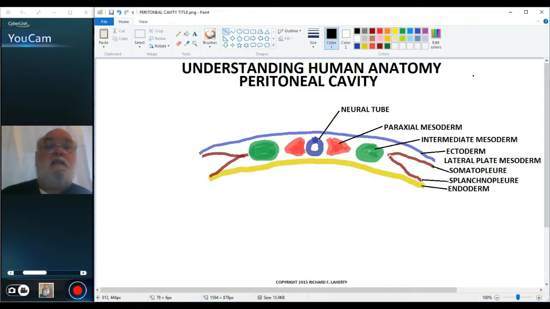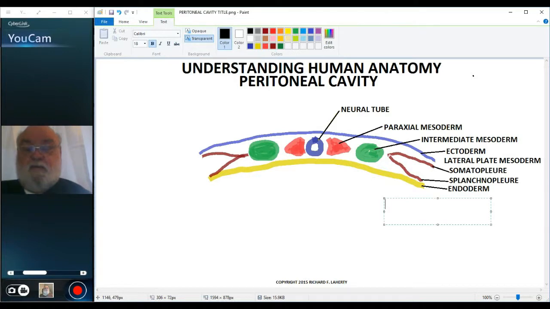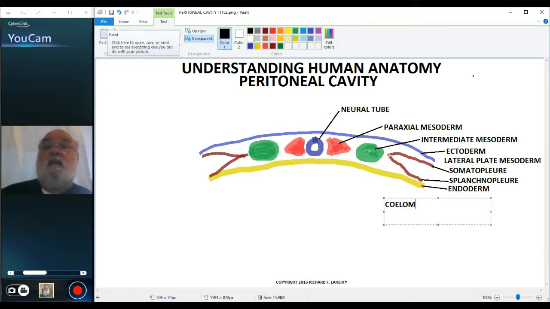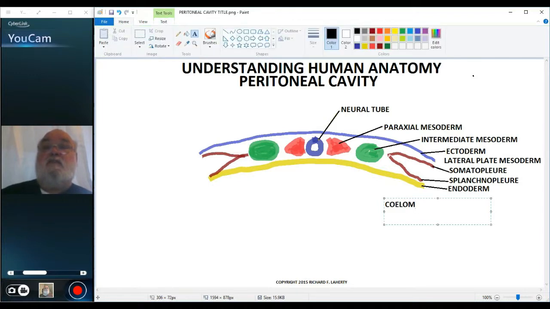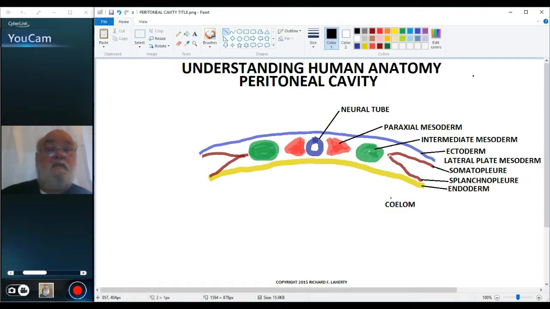And in between the somatopleur and the splanchnopleur is the beginning of our internal body cavities. It's the coelom. And the coelom, we'll see, will form the body cavities, and what we're going to be talking about today, the peritoneal cavity.